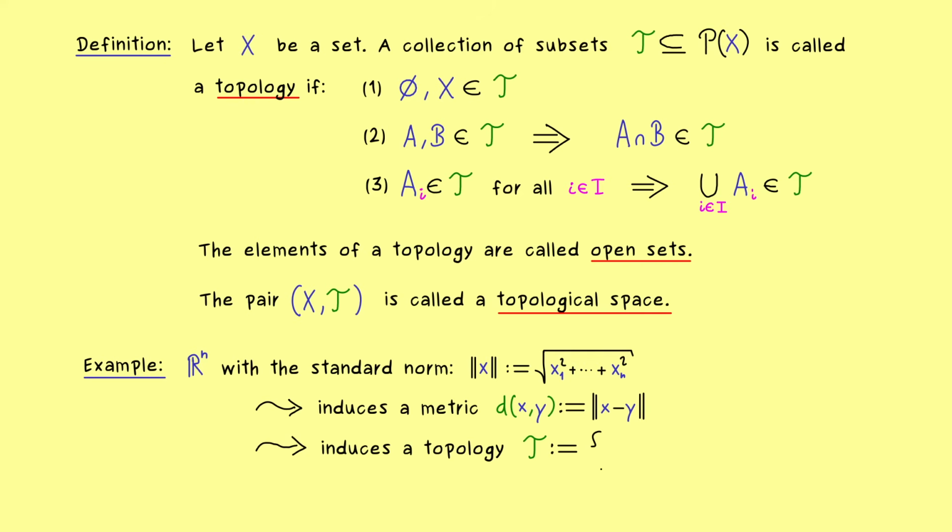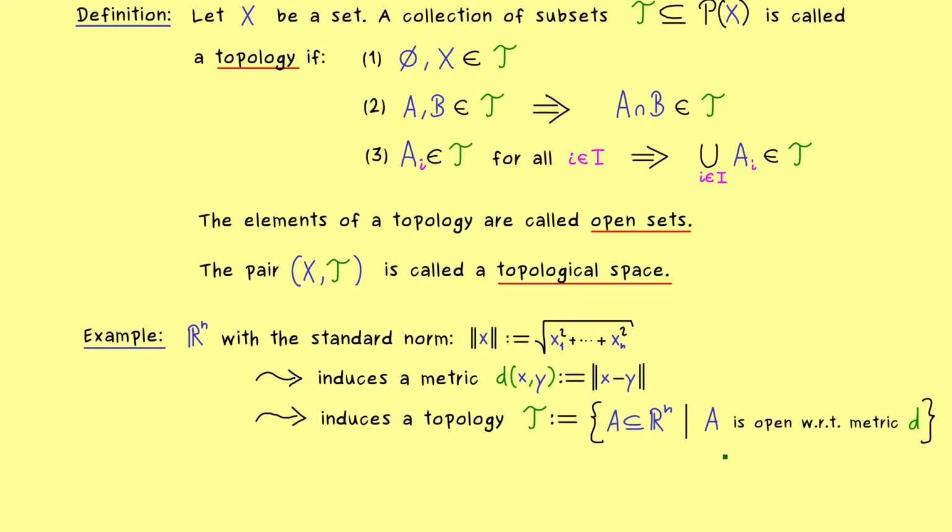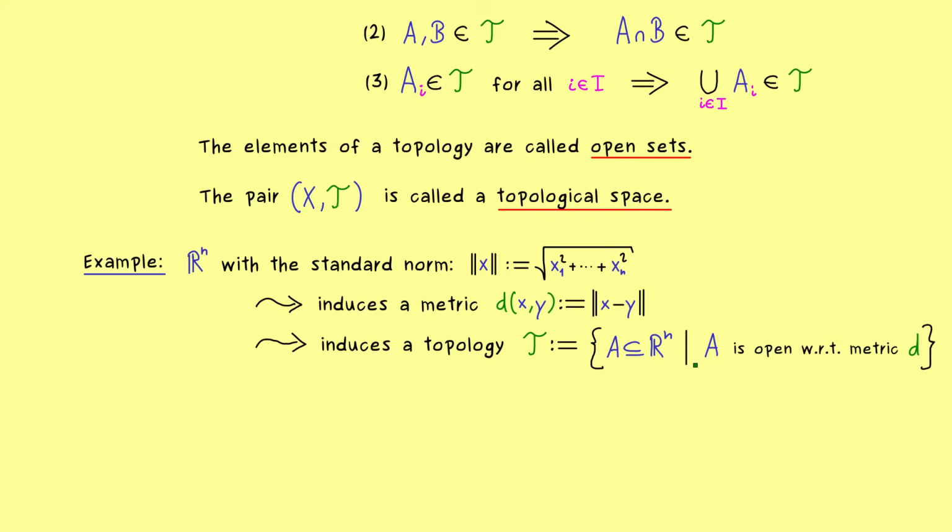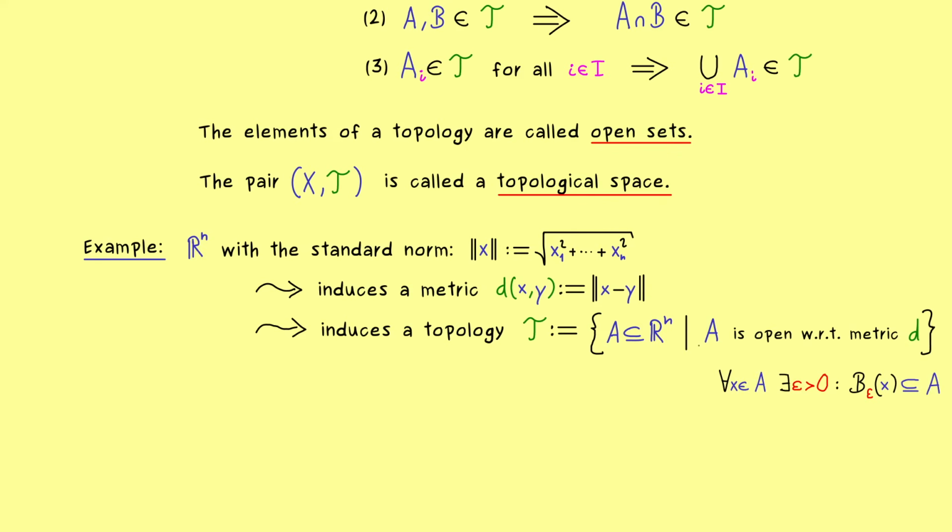The only thing we have to do here is to take the old notion of open. Hence the set A here is open with respect to the metric d. And how this works you already know from the last video, we just have to take the epsilon balls in R^n. This means for every point in A, we find an epsilon ball around this point that lies completely in A. And from the last video, you already know this is the short formula for that.